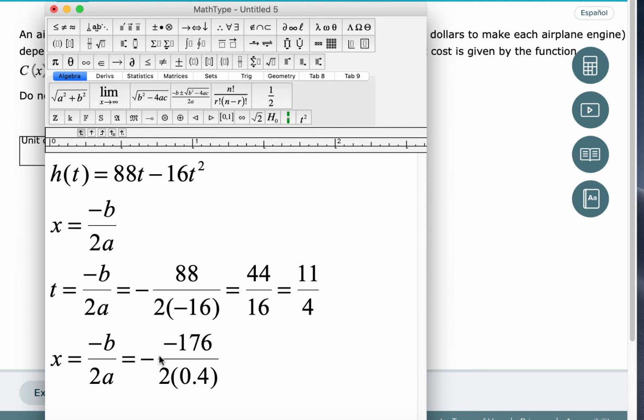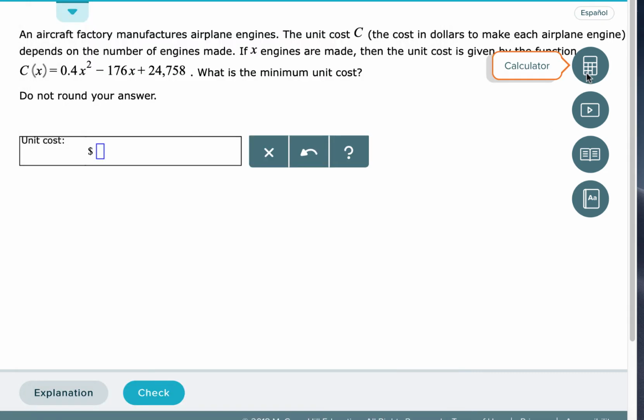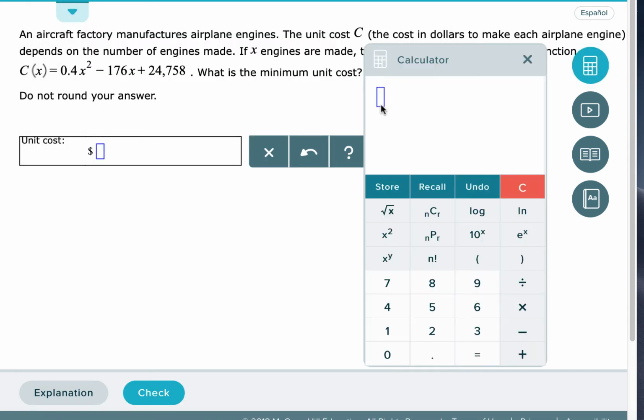Usually when we have a double negative, we put parentheses around it just for a proper way to write it. But since we're going to be using the calculator anyway, it's okay. We know our answer is going to be positive, but let's just go out there and capture that. So we're just going to write in 176 divided by 2 times 0.4. We don't need the minus. We could put the minus in, but a double negative is positive, and this is intermediate algebra, so we can handle it. So we know that when we produce 220 engines, then we're going to have a certain cost.